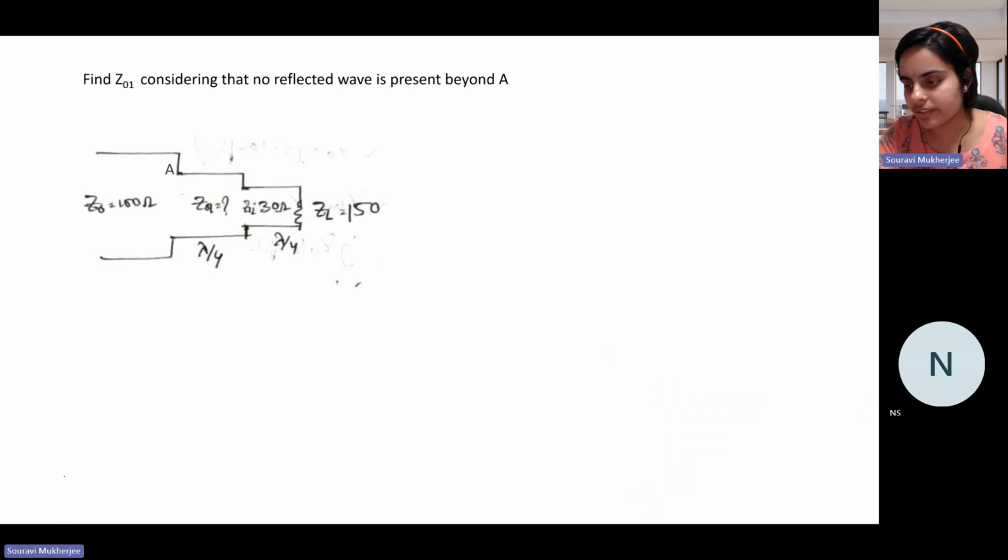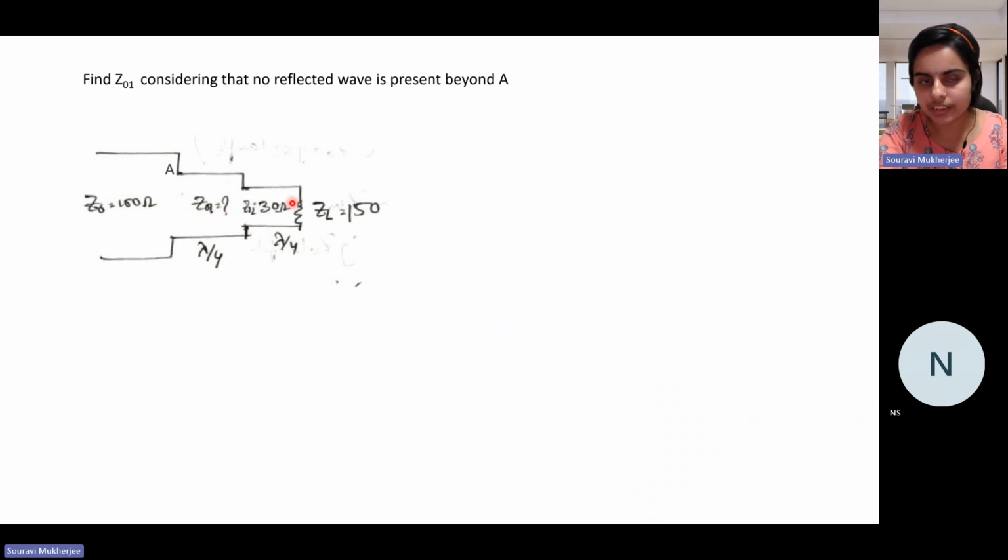Now, this is something which is similar to one of the questions in your assignment. There are some different values, but basically a similar question. So what is this telling you? This is some signal where Z naught is the characteristic impedance in this section. You want to find the characteristic impedance in this section.